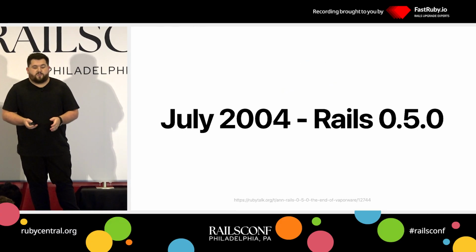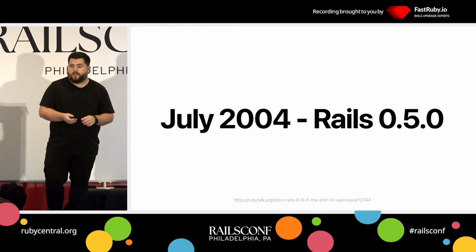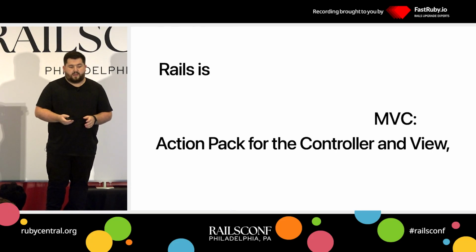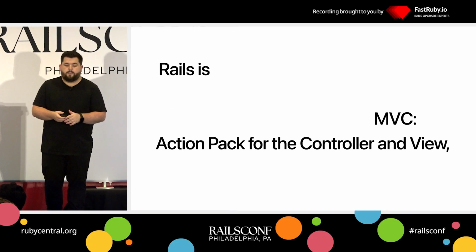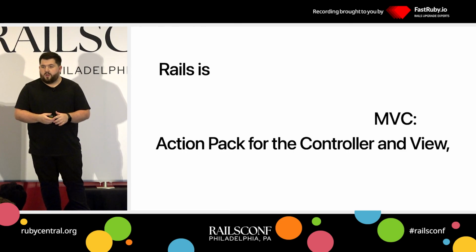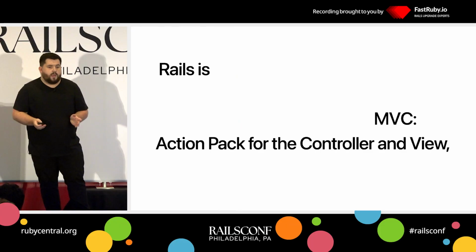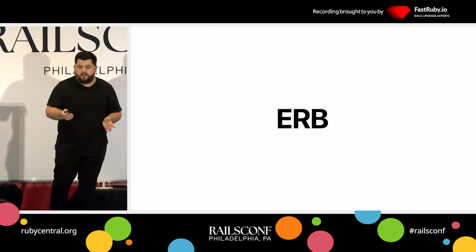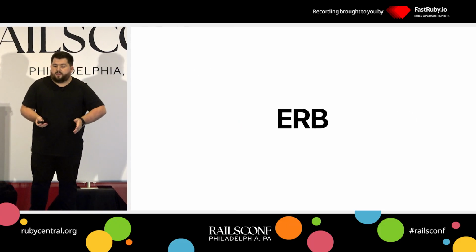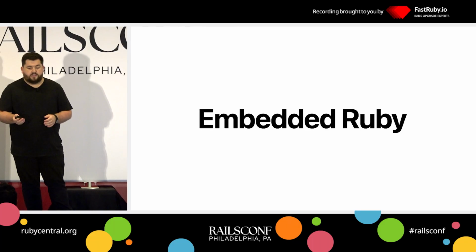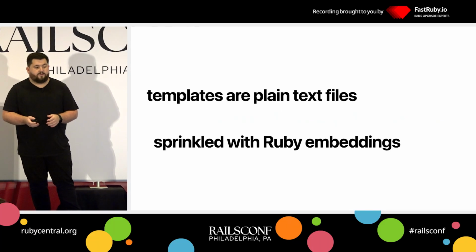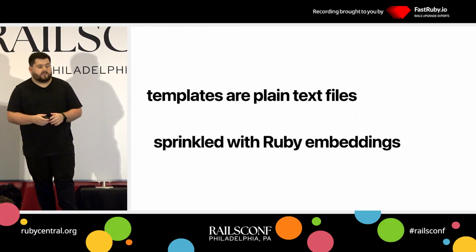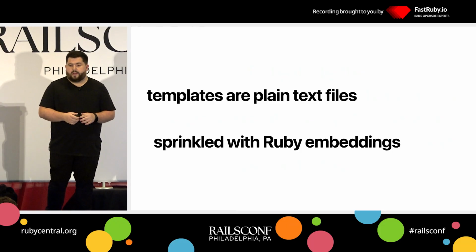So Action View was first introduced in 2004 with the actual first release, Rails 0.5, and it was part of this MVC framework. But back then it was Action Pack that was containing both the controller and the view part of that stack. But we were already using ERB at the time. And ERB stands for Embedded Ruby, which means that we just have templates in plain text files sprinkled with Ruby embeddings inside of them.